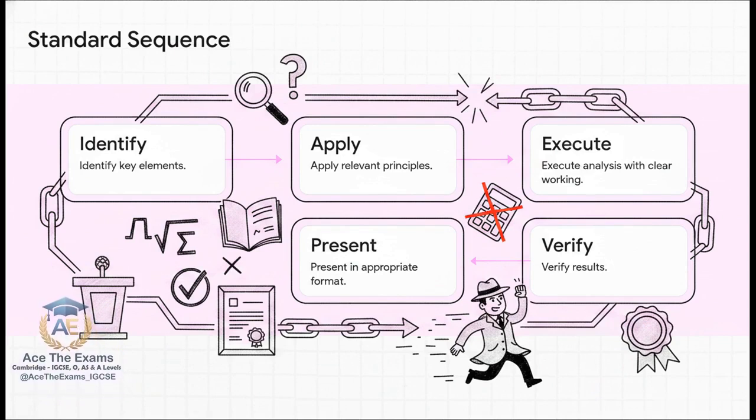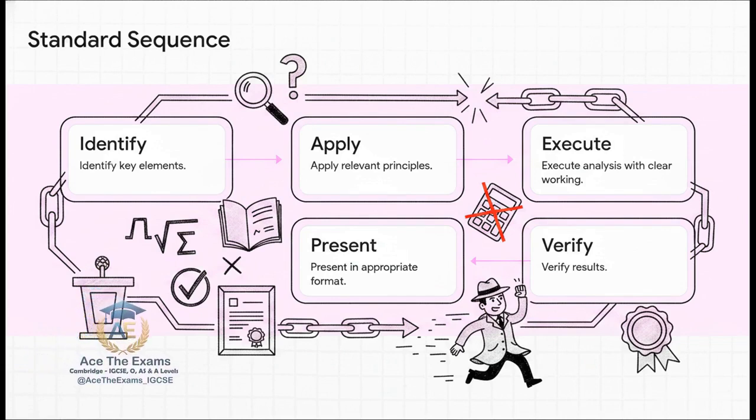Step 3, execute analysis with clear working. Now pay attention because this is where you physically write out the substitution of your boundary values into the equation. There is absolutely no skipping straight to the calculator output here. Step 4, verify results. Check the signs. Are they actually different? Are we going from positive to negative or vice versa? And finally, step 5, present format. State the conclusion clearly based entirely on the evidence you just presented.